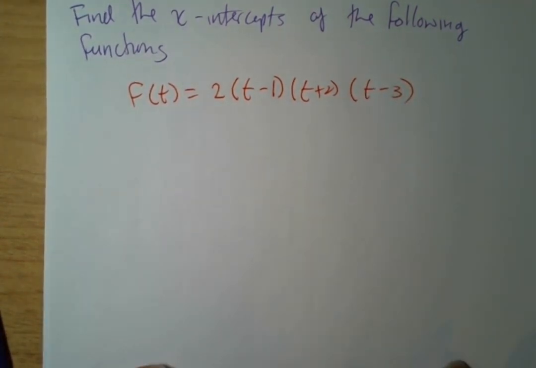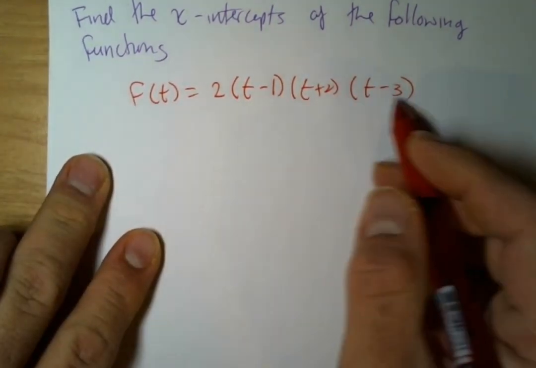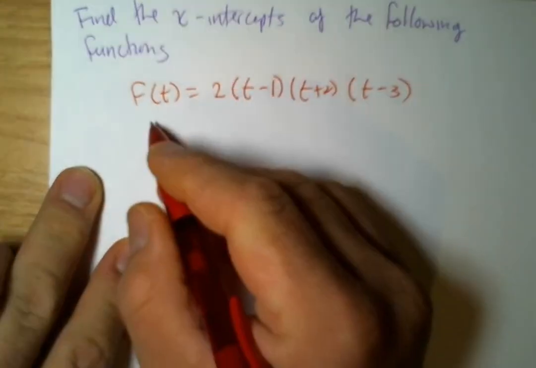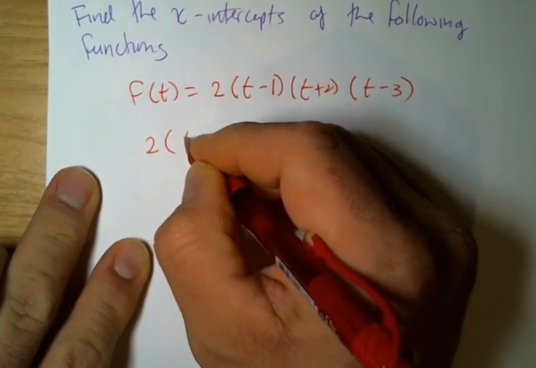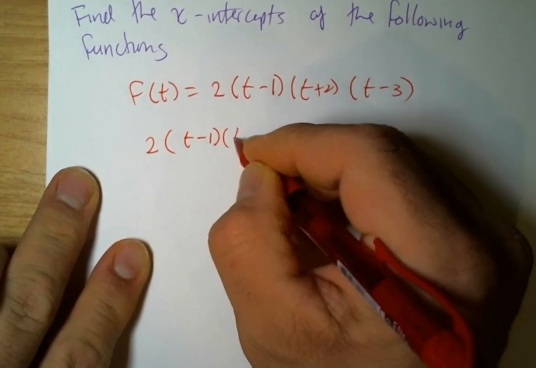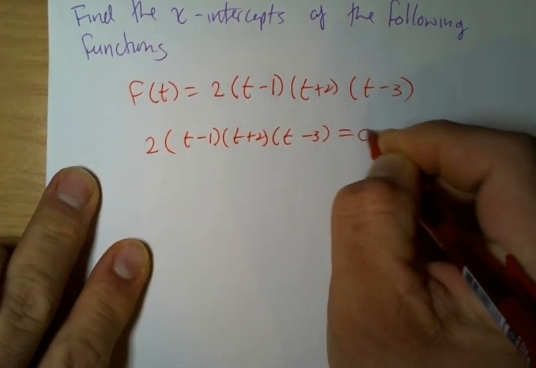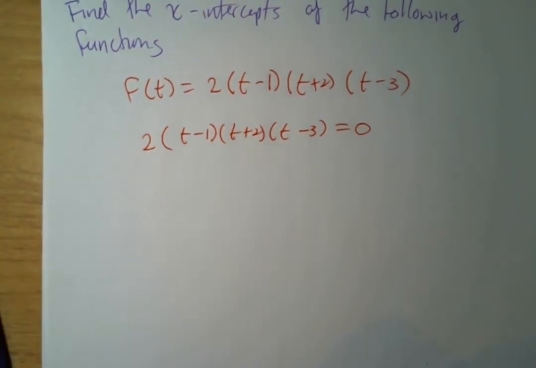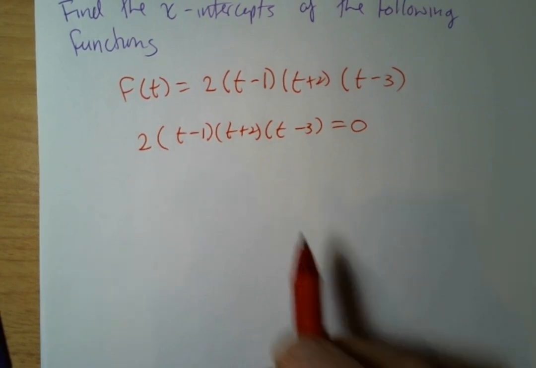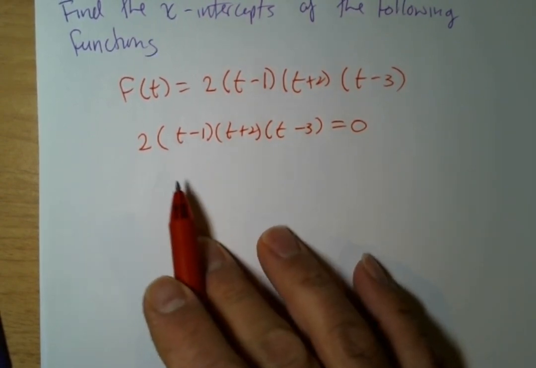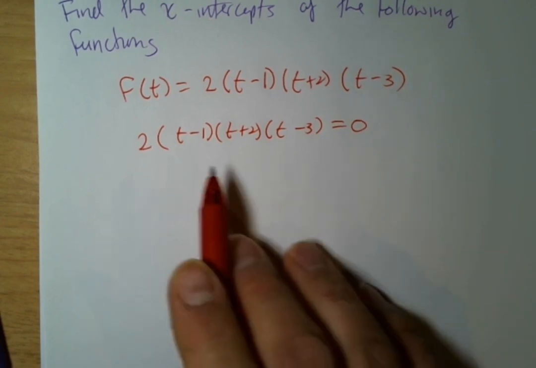Okay, so keep in mind when we want x-intercepts, that means that y is equal to 0. In this case, f of t equals 0. And so we want to determine when this is true. Now, nice, this is in factored form here. So really, it comes down to solving.